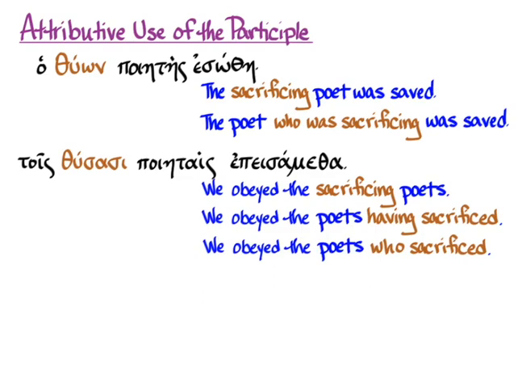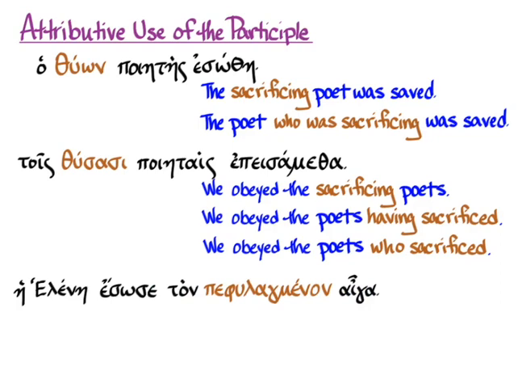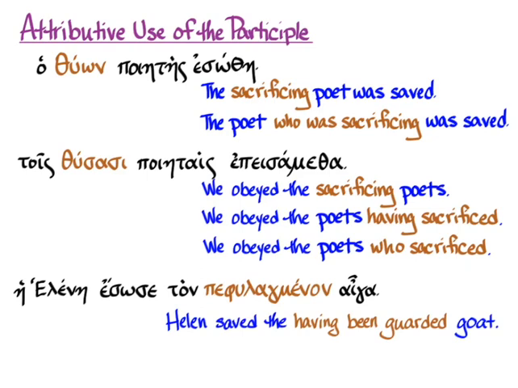We obeyed the poets who sacrificed gives the sense of the timing and also makes it even clearer who's doing what. Let me give you another example. He Helene esose ton pephulagmenon aiga. So here we have a passive participle. Helen saved the having been guarded goat.